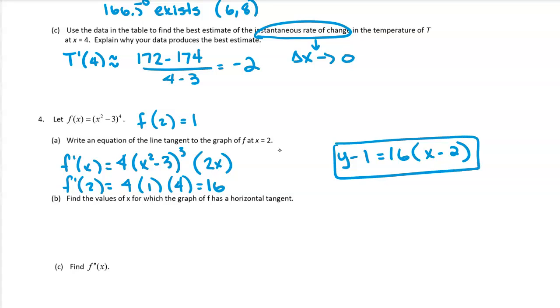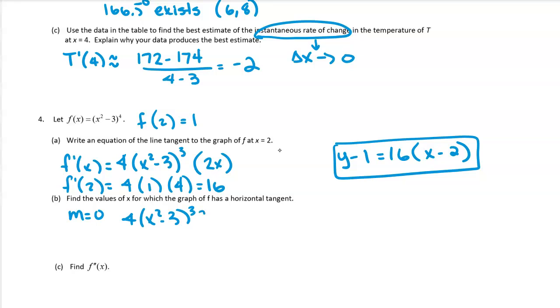For what values of x does the graph of f have a horizontal tangent? Well, what is a horizontal tangent? It's when the slope is equal to 0. So I'm going to take my derivative.